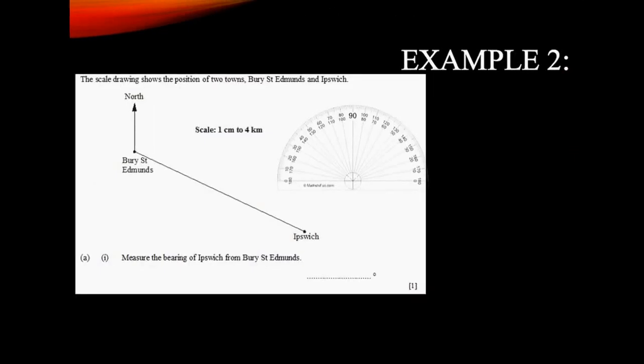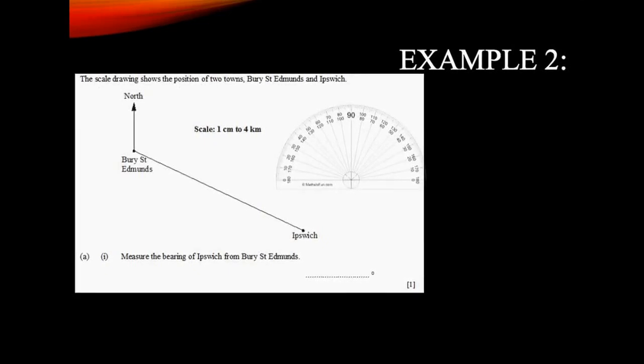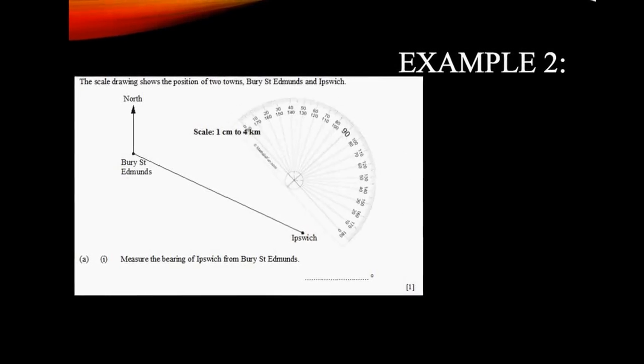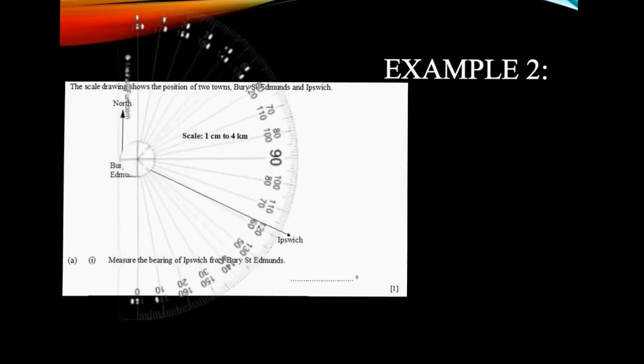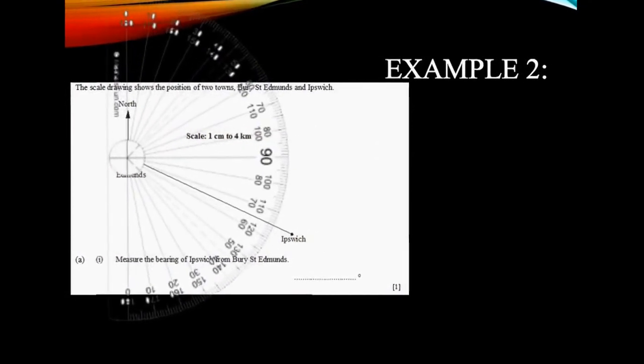Okay. This is an exam question. It says, the scale drawing shows the position of two towns, Bury St Edmunds and Ipswich. Measure the bearing of Ipswich from Bury St Edmunds. Okay, so what we need to do is take our protractor. We're going to put it on in the right place, which is here, and we're going to measure round. Now, remembering we're measuring from north and we're measuring round clockwise. So, put it on my north line. I've made sure I've got 0 up here at north. Measure round clockwise, we can see here is the value, which is 75 degrees.